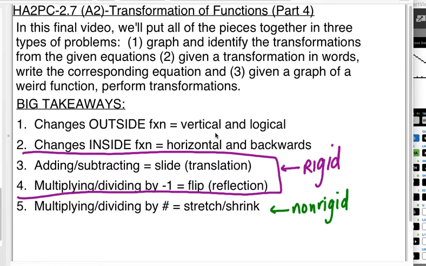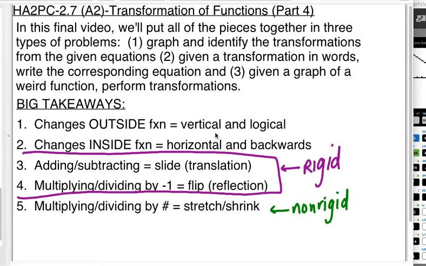In this video, we're going to put all the pieces together in 3 types of problems. Number 1, graph and identify the transformations from given equations. We've already been doing that in most of our examples, but we're going to take it a step up and do ones that have as many as 4 transformations. 2, given a transformation in words, write the corresponding equation. And 3, given a graph of some weird function visually, perform transformations on it.